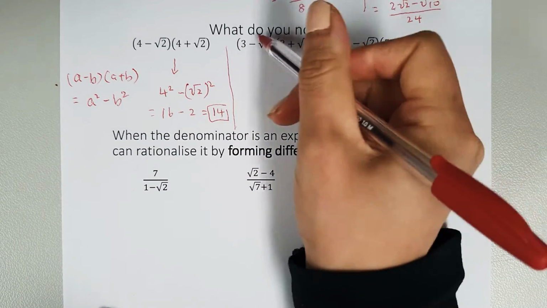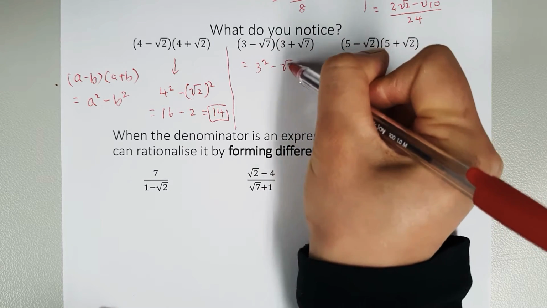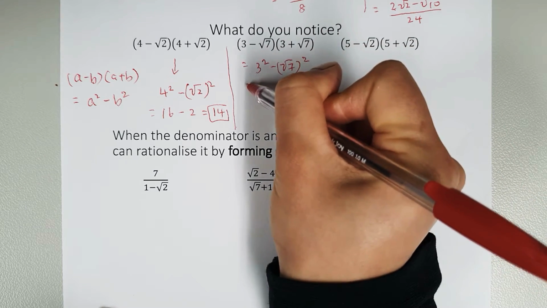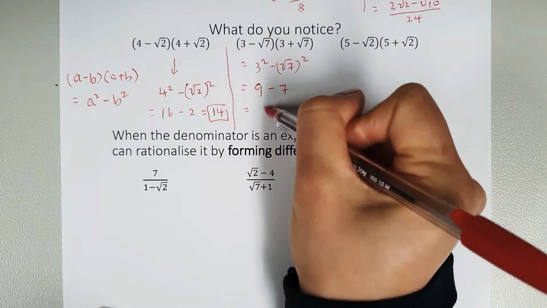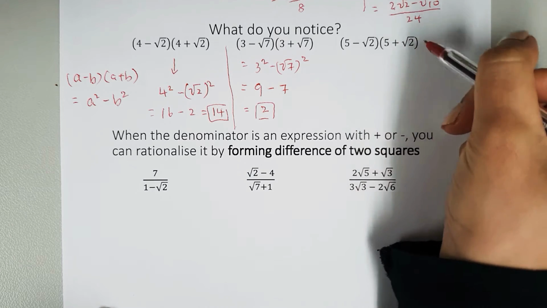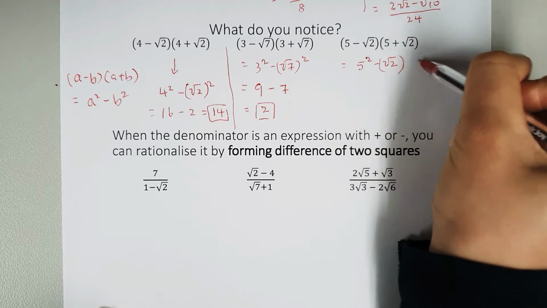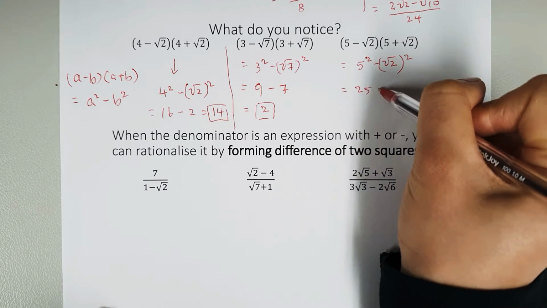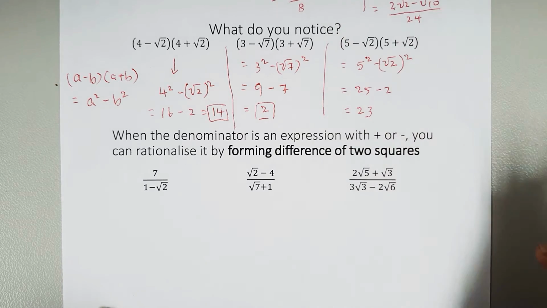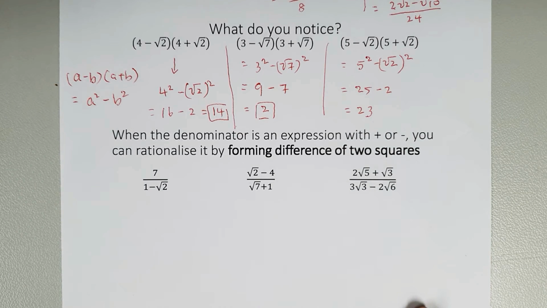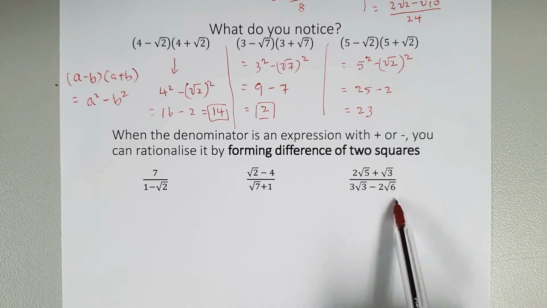You can do the same thing for here. So if you can recognize the pattern, you can just write it as 3 squared minus root 7 squared. That's going to be 9 take away 7, which equals 2. And over here, difference of two squares again, so 5 squared minus root 2 squared is going to be 25 take away 2, which is 23. So if you can recognize these patterns, you should be able to solve, or rationalize, the denominators for these values down here.